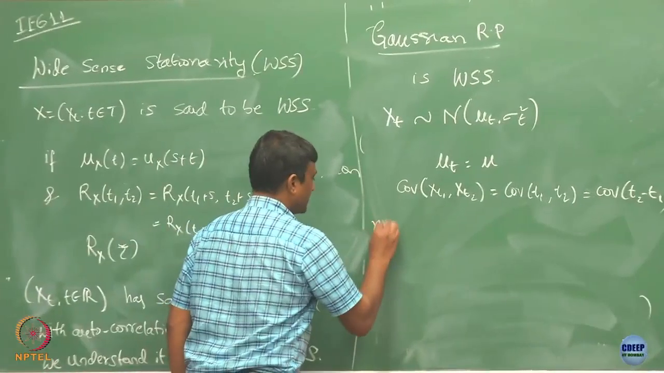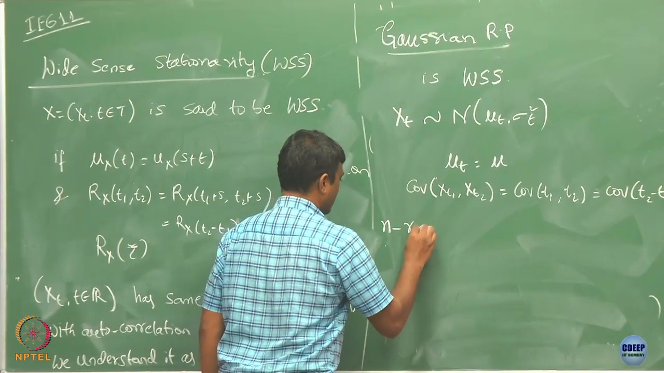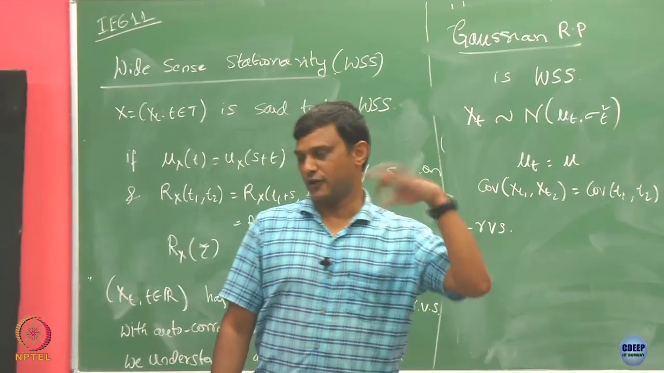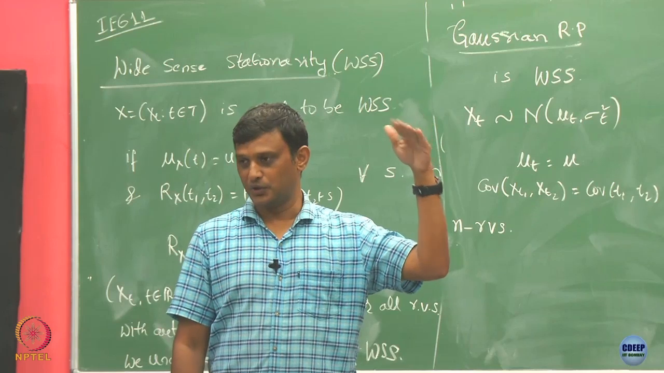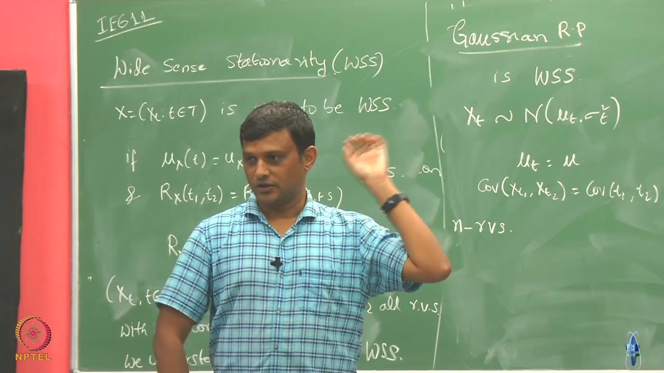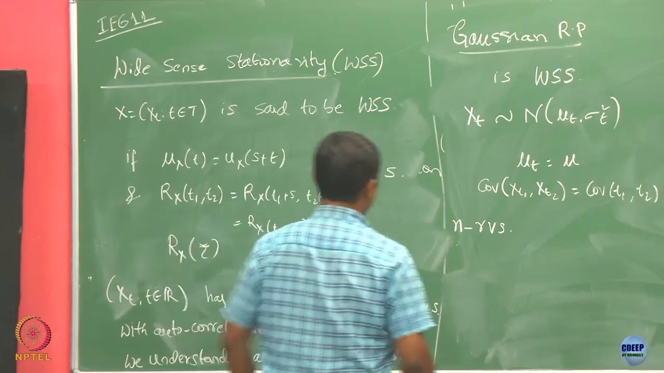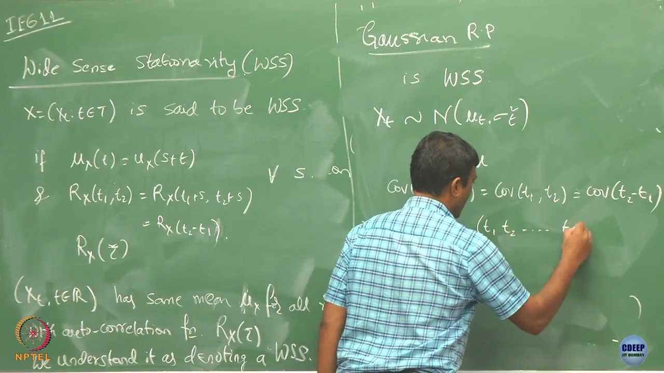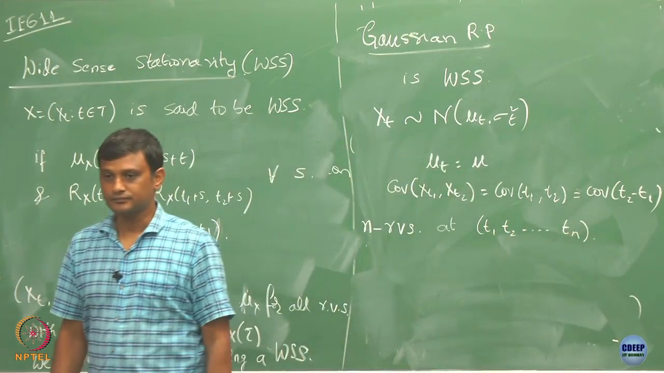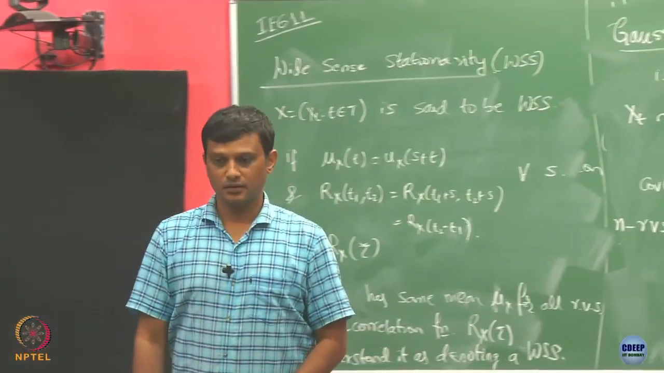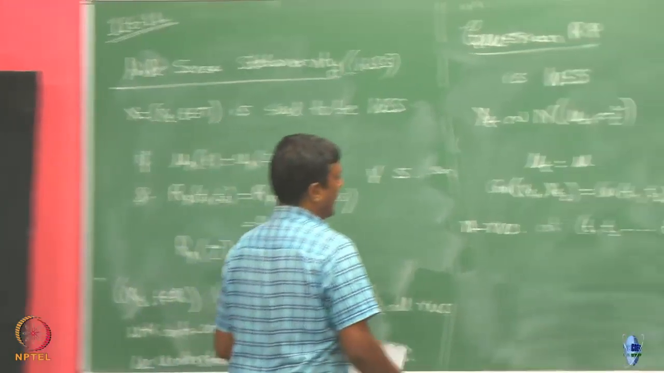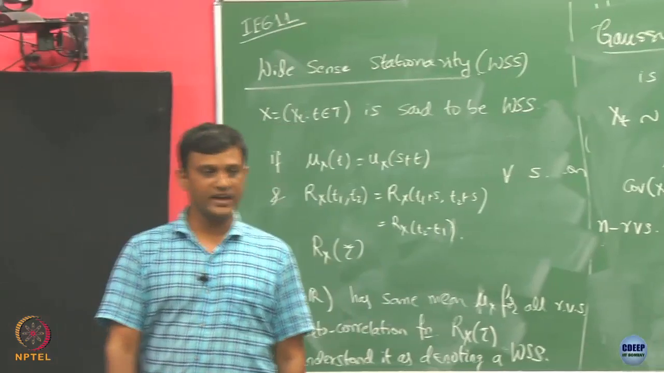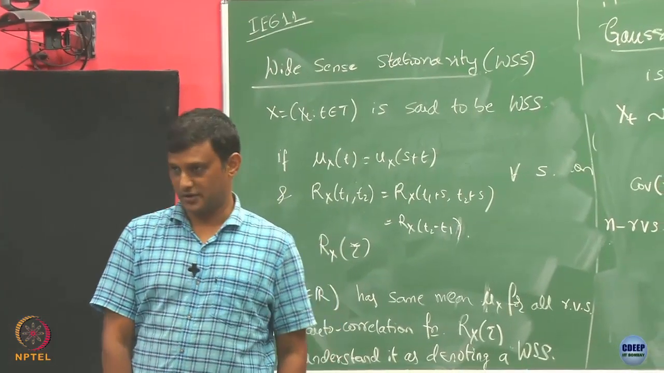Now let's look at any n random variables. Now I want to go from n equals 1, n equals 2 to any n, and let us say n random variables at t1, t2, up to tn. And for these t1, t2, tn random variables, now I want to look at their distribution.